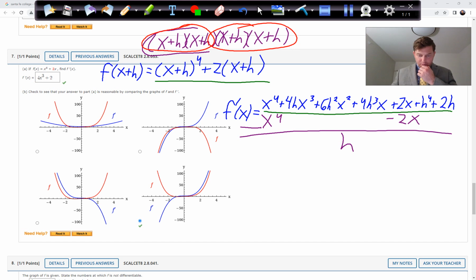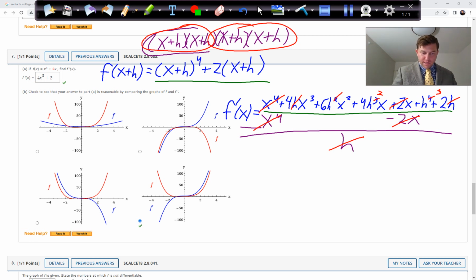Okay, so then we're going to subtract out the original function, so x to the 4th goes away, x to the 4th goes away. 2x goes away, 2x goes away. Now, if I've done this right, every term should have at least one h in it, which they do. Then I can cancel this bottom h with one of these, with one of these, with one of these, with one of these, and with this one.